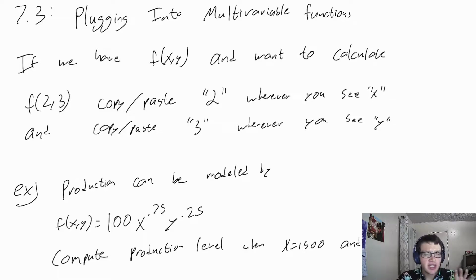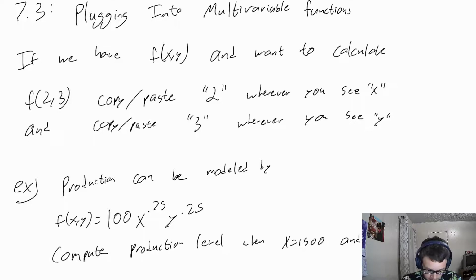So essentially, if we have a function f of xy and we want to calculate f of 2, 3, we essentially just copy and paste a 2 anytime we see an x. Because 2 is in the first coordinate, and the first coordinate corresponds to an x, anytime we see an x, we plug in a 2. And because a 3 is in the second coordinate, and a y is in the second coordinate here, anytime we see a y, we copy and paste a 3.